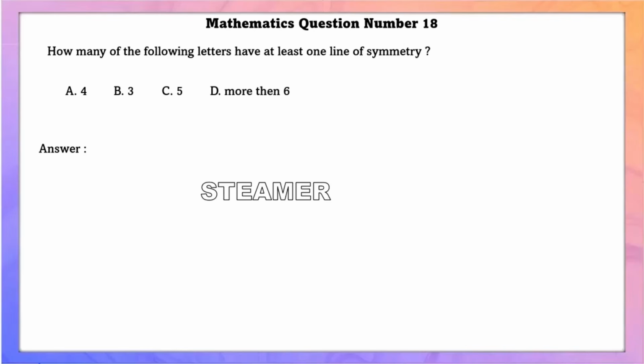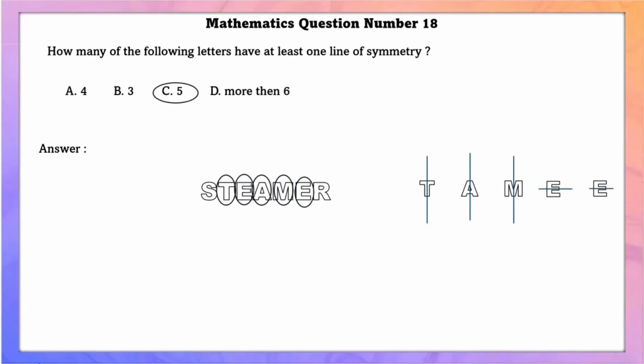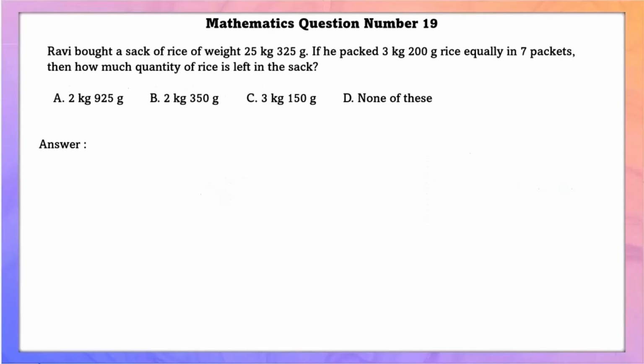Mathematics question number 18. How many of the following letters have at least one line of symmetry? 5 letters have at least one line of symmetry.